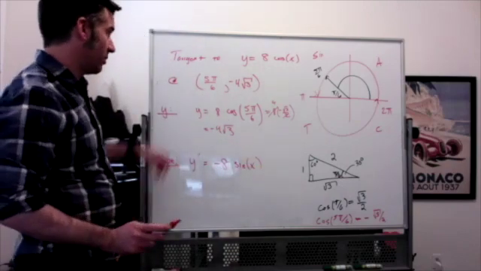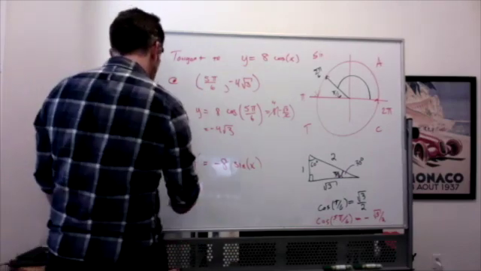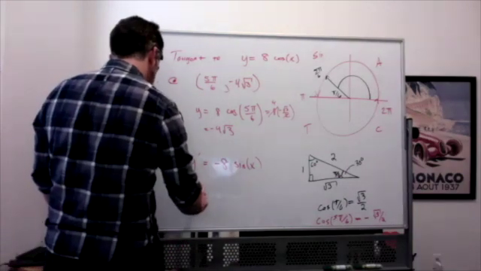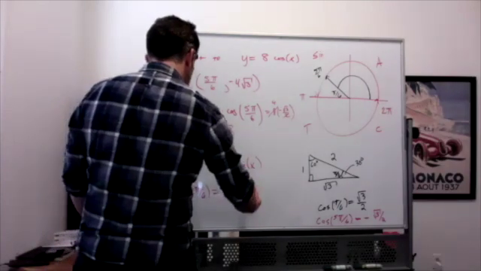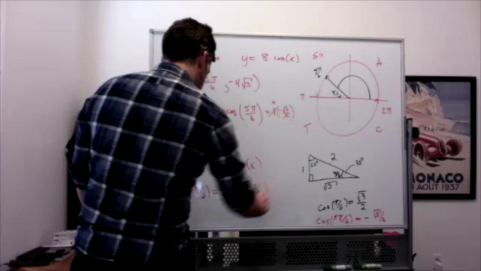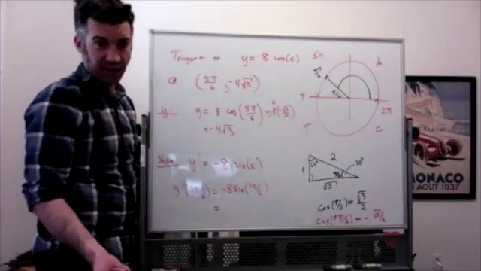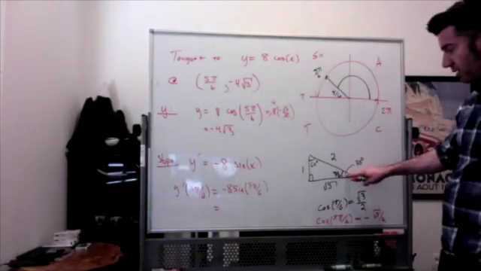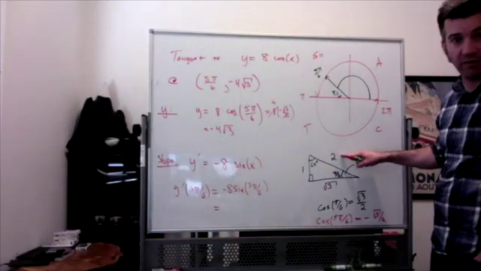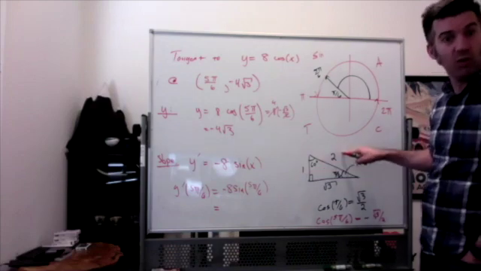And then if I want to find the slope at this point, I'm going to plug in 5 pi over 6. So y prime at 5 pi over 6 is going to be negative 8 times sine of 5 pi over 6. Here's the thing, we already know how to find sine because we found cosine. Cosine of pi over 6 was adjacent over hypotenuse, which is root 3 over 2. Sine of pi over 6 is going to be opposite over hypotenuse, which is 1 over 2.